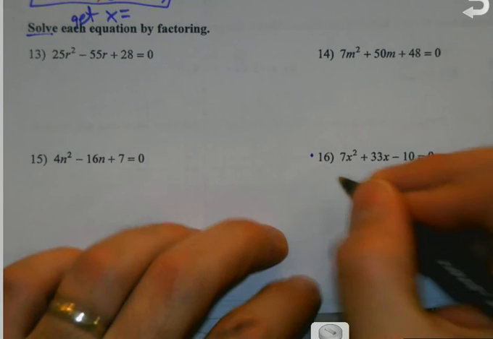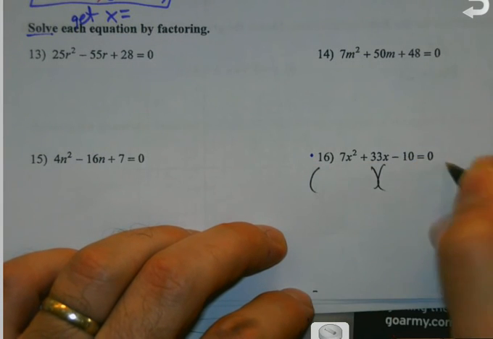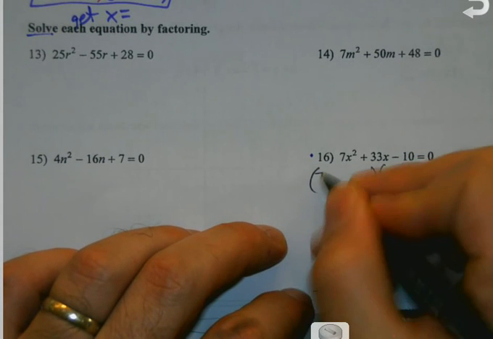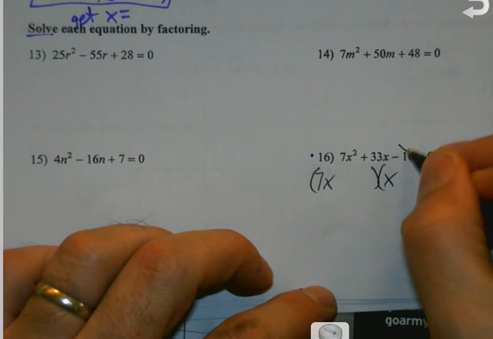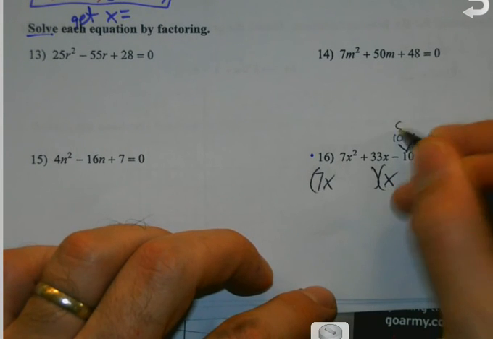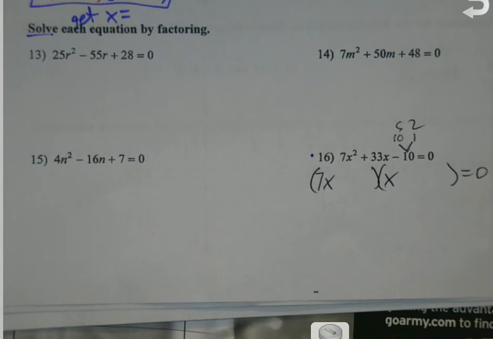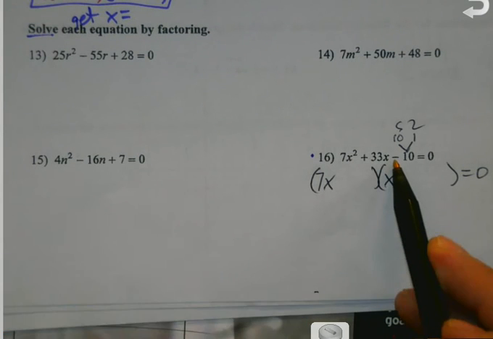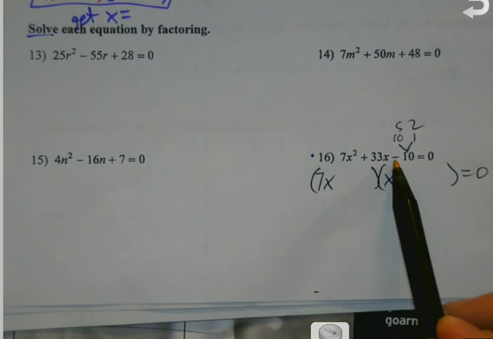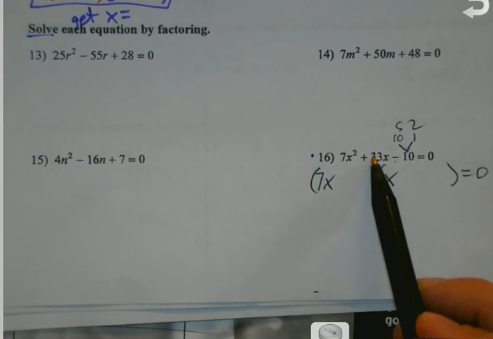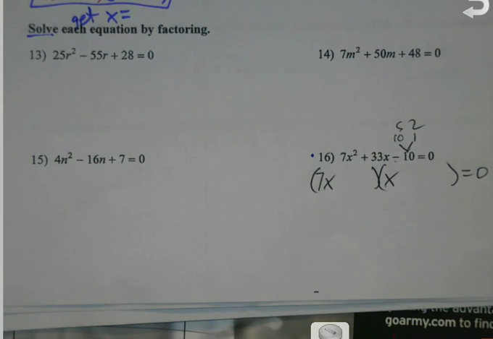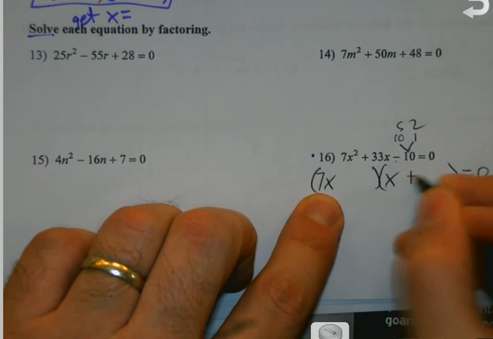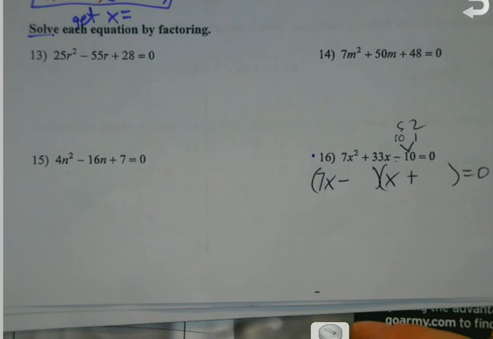I could do slide and divide. But what I notice here is that the only way to get 7x squared is 7x and x. The only way I can get 10 is through 10 and 1 or 5 and 2. And I also notice that there's going to be 1 plus and 1 minus, and that my sum is going to be a positive. So I want the positive product to be bigger. Well, anything times 7 is going to be bigger. So I know that's going to work that way.